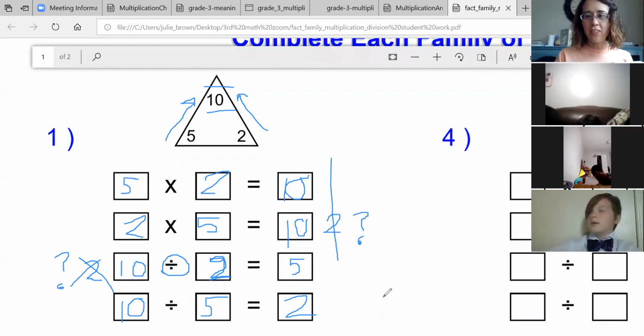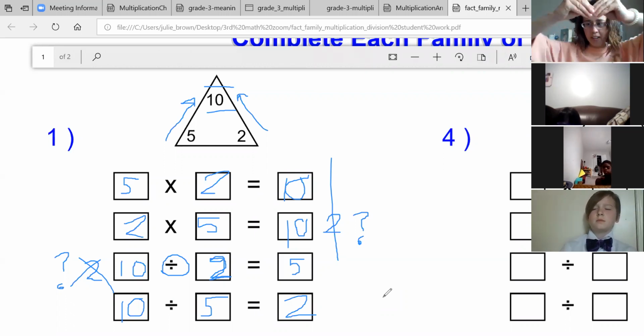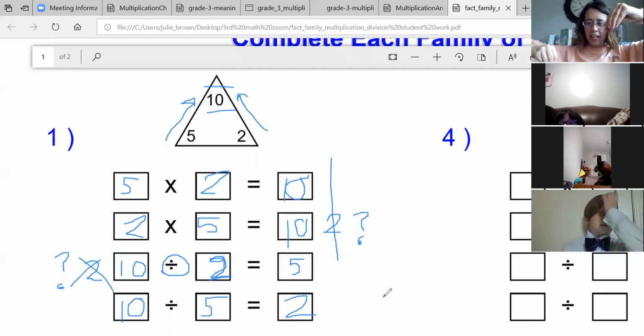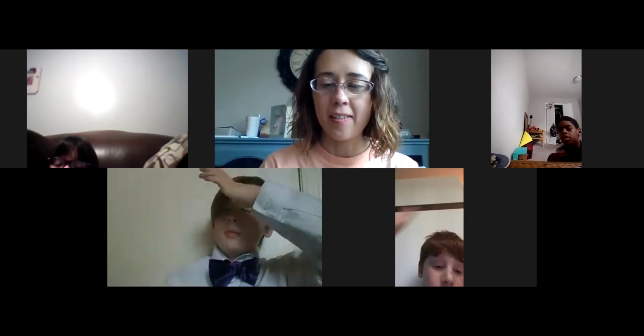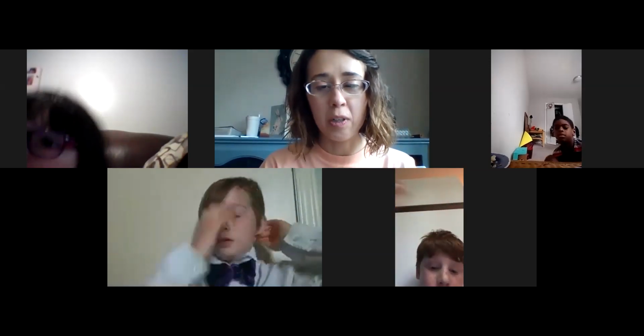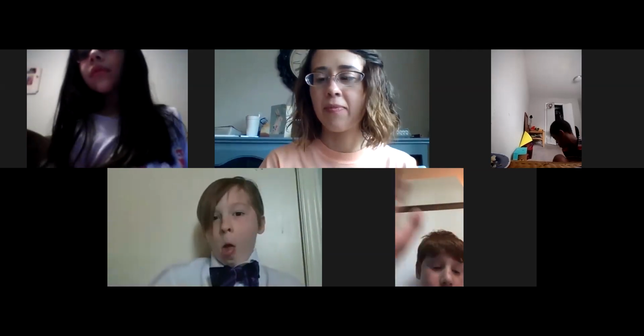Let's use this fact family and make 2 word problems from it. 1 multiplication word problem, where we're putting the parts together to make a whole, and 1 dividing, where we're taking that whole and putting it in groups. We're gonna make our own word problems. You guys are gonna help me.